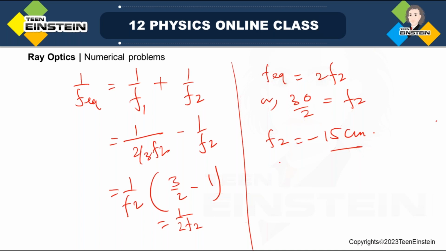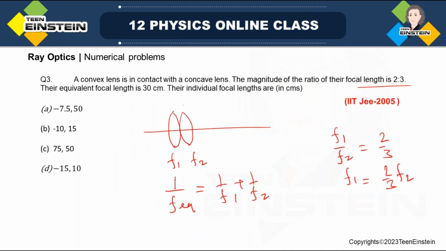Once we get this, F1 we had taken as 2 by 3 F2, right? Centimeter. Obviously this F2 is the magnitude of F2, and this will give you 10 centimeters. Okay, this is for convex we have assumed, so it will be positive. So the answer will be D.